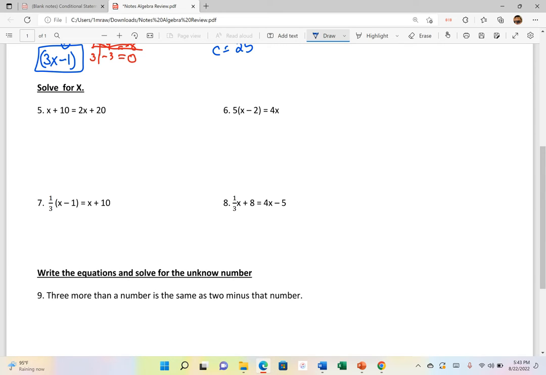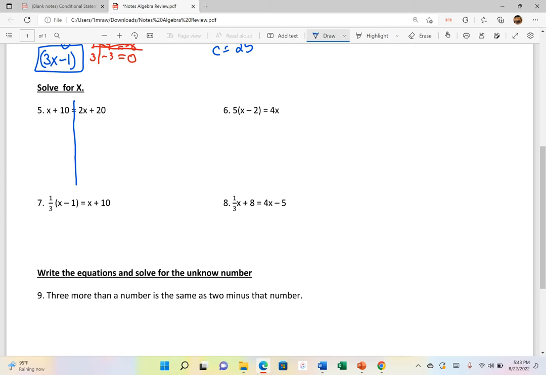Okay, number 5. Notice how I have my x's on both sides. What I like to do is draw a little line. Lets me keep my equations balanced. First, I look for anything that I need to distribute or anything I need to multiply or divide or any of that stuff. Here I have x plus 10. So there's nothing for me to distribute. Here I have 2x plus 20. So nothing to distribute, right? Nothing to do with that.